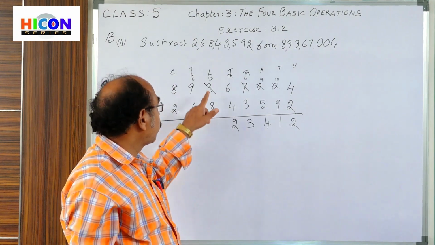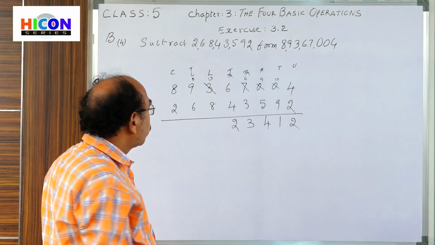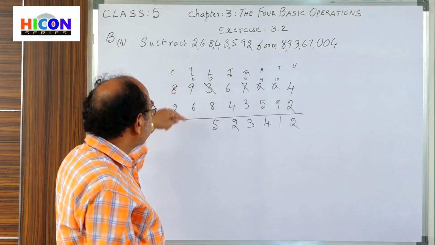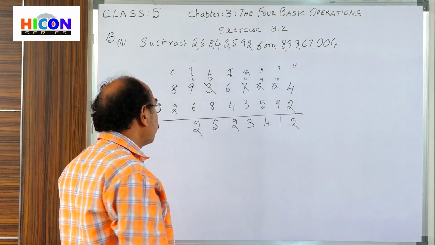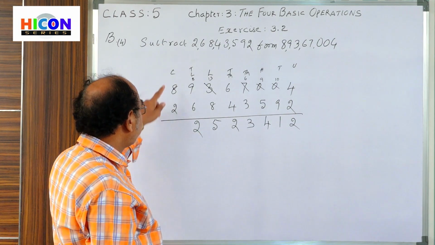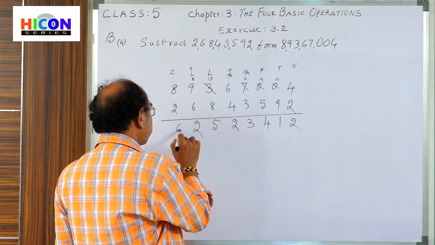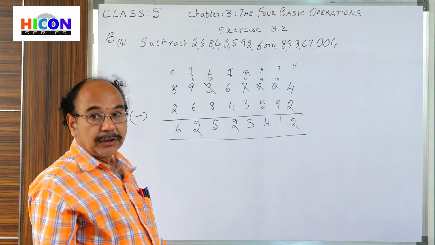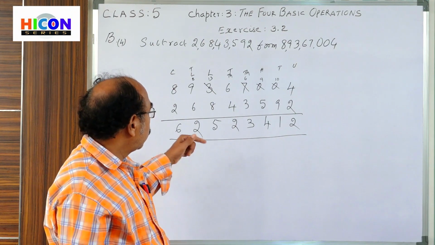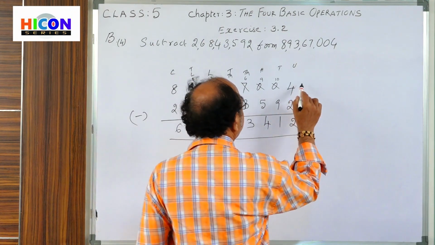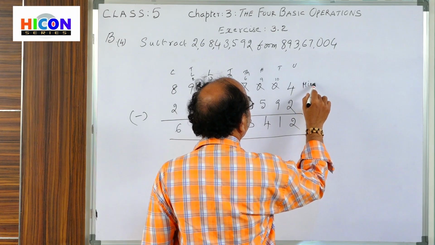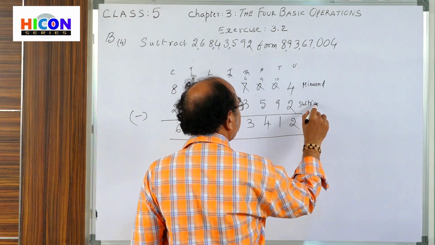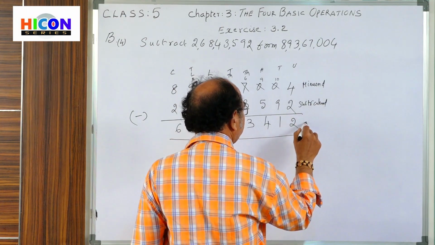Now do subtraction. 13 minus 8 how much? 13 minus 8 is 5. And here 8 minus 6 is 2. And 8 minus 2 is 6. This is the subtraction of the large number. This is minuend. This is subtrahend. This is difference.